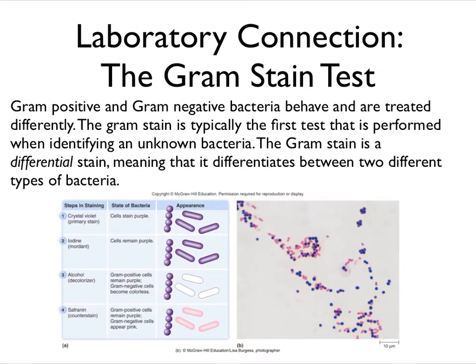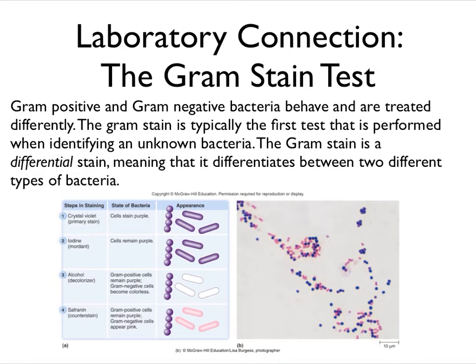So at this point, the gram negatives are clear because there's nothing holding the dye in there, but the gram positives remain purple. You still want to be able to see the gram negative cells. So you add in step four, a counter stain, safranin, which is a reddish pink dye. And it will actually stain both of the cells, but it's pink, right?